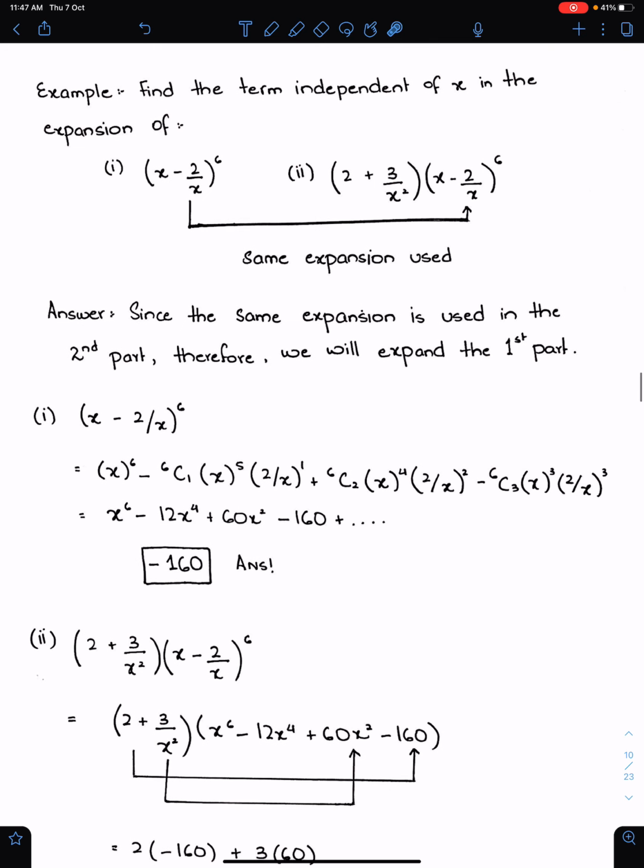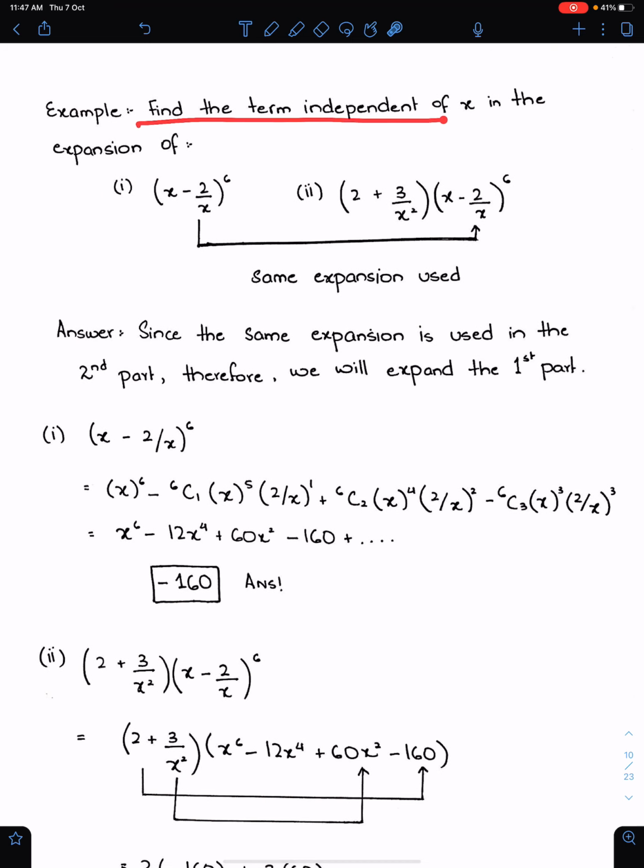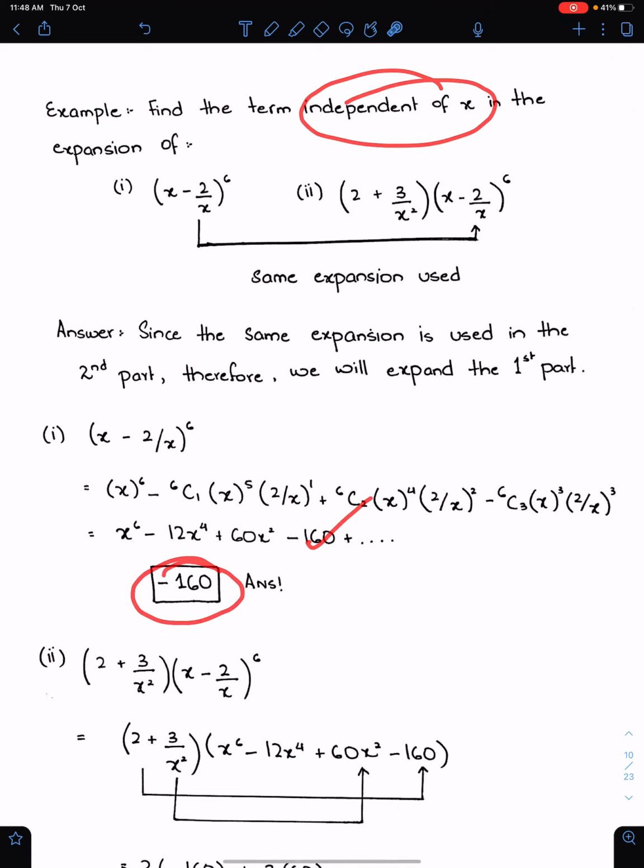Now, see, same expansion is used in the later part, so I will expand this expansion. The question is find the term independent of x in the expansion of this. So I have to expand this. When you expand this, you'll get x power 6, first term to the power 6, then 6c1, x power 5, which is the difference of these two numbers, 2 upon x power 1, and so on. That's the expanded form of this expansion. We need independent of x, which is minus 160. Write your answer in this way.